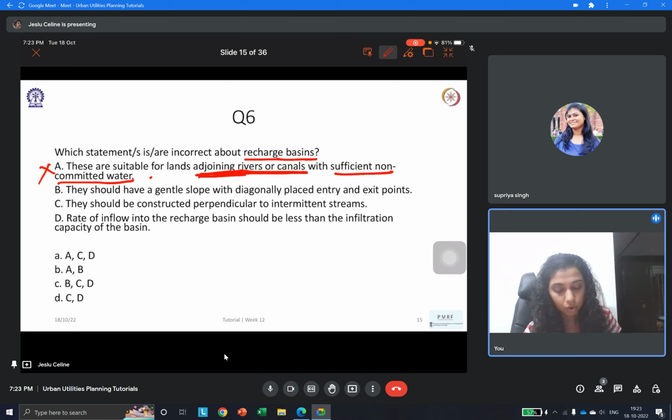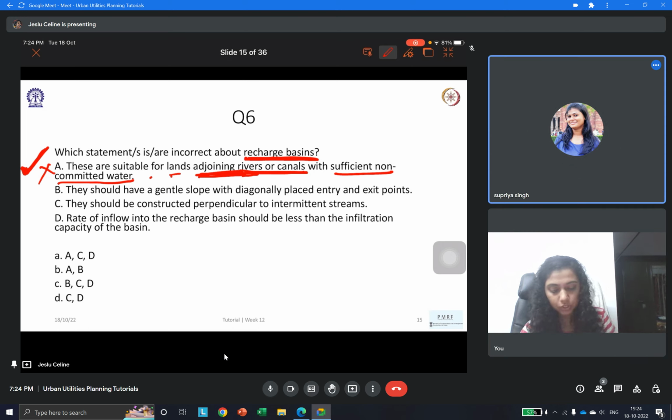So this statement, that recharge basins can be located in lands adjoining rivers or canals with sufficient non-committed water, is actually a correct statement. It is required. Next, statement B, is it correct?